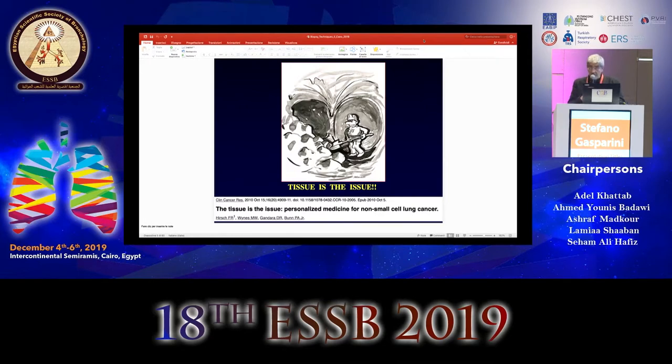What does it mean? Does it mean that we need tissue for the diagnosis of lung cancer? "Tissue is the issue" is a very famous sentence that was proposed in 2010 by Hirsch in this paper, because the different molecular, biological, and histotype characteristics of lung cancer completely change our behavior in the treatment. So for a personalized medicine of lung cancer, tissue is the issue.